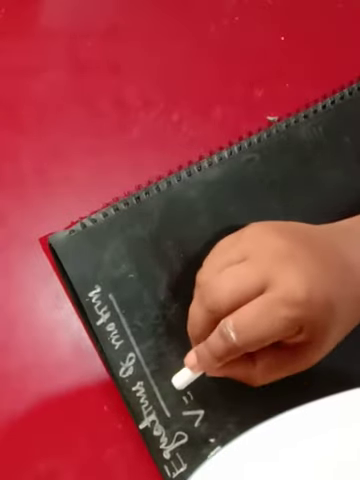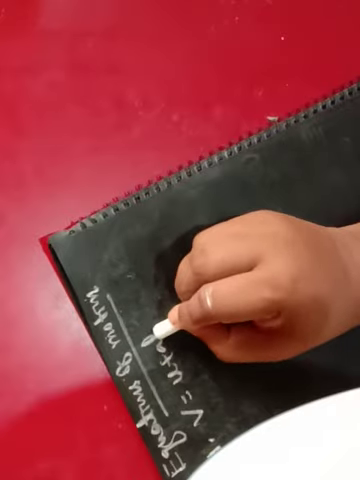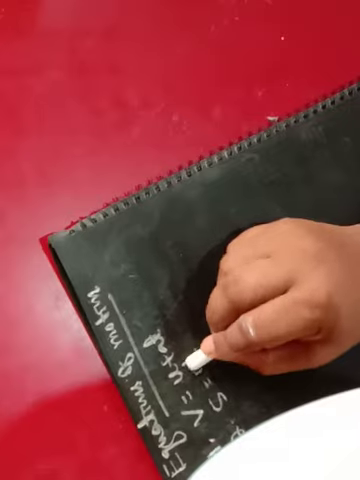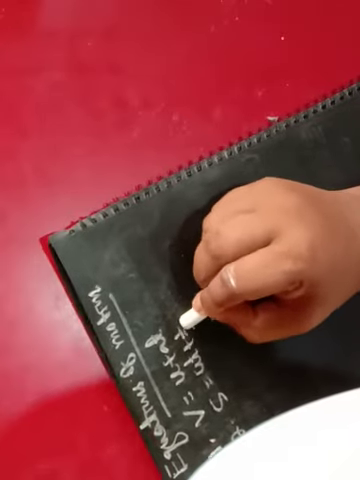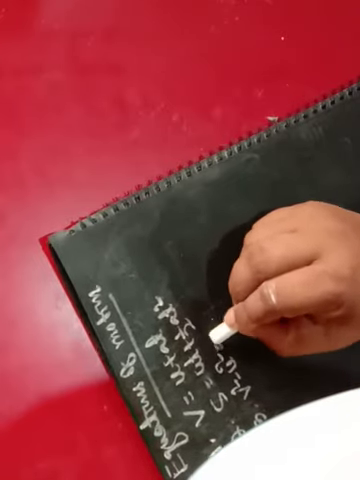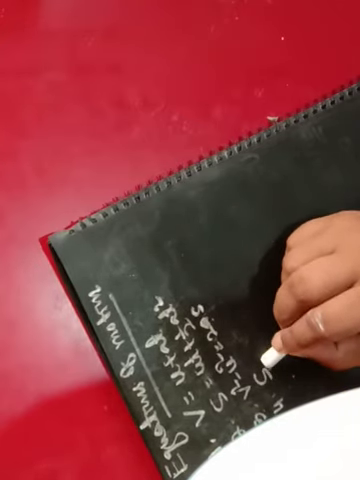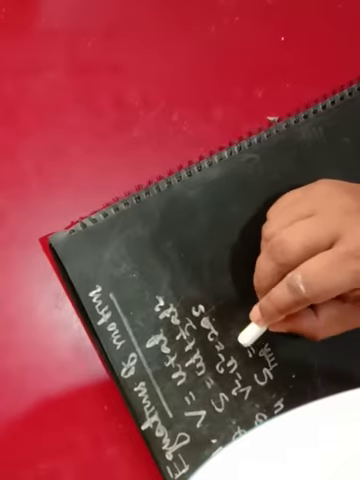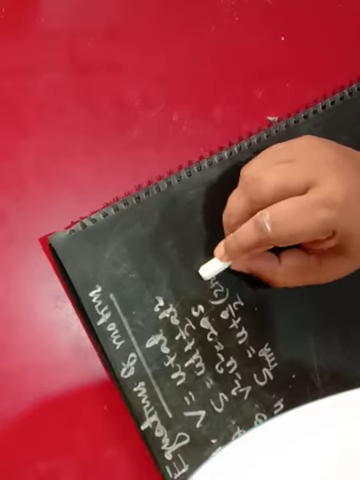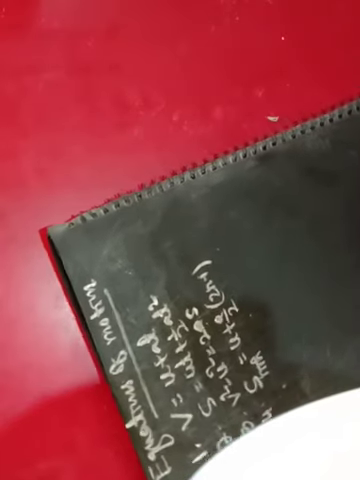The first one is v equal to u plus at. The second one is s equal to ut plus half at square. The third one is v square minus u square equal to 2as. And the fourth one is s nth equal to u plus a by 2 into (2n minus 1). These are the four equations.